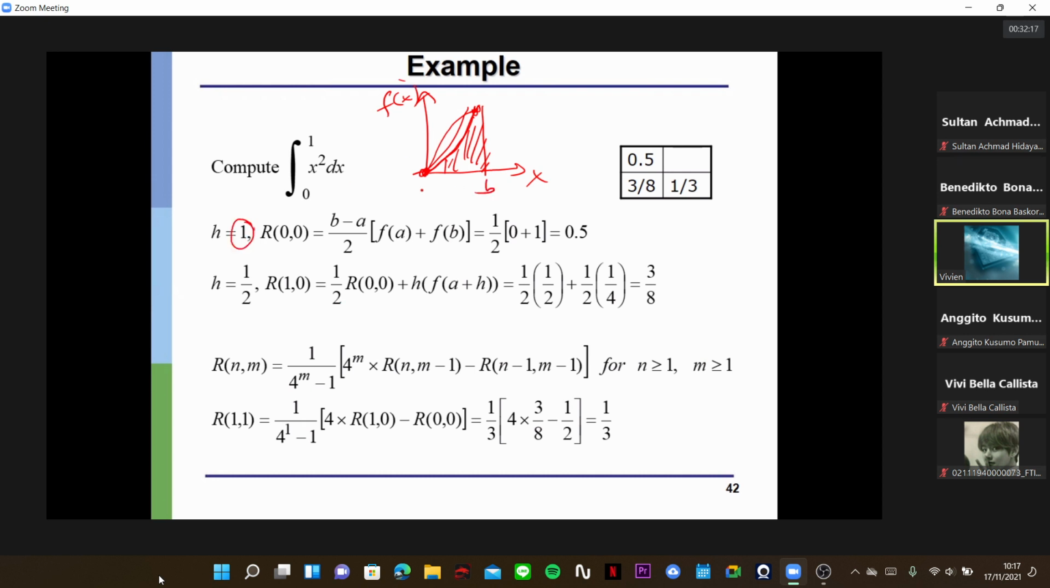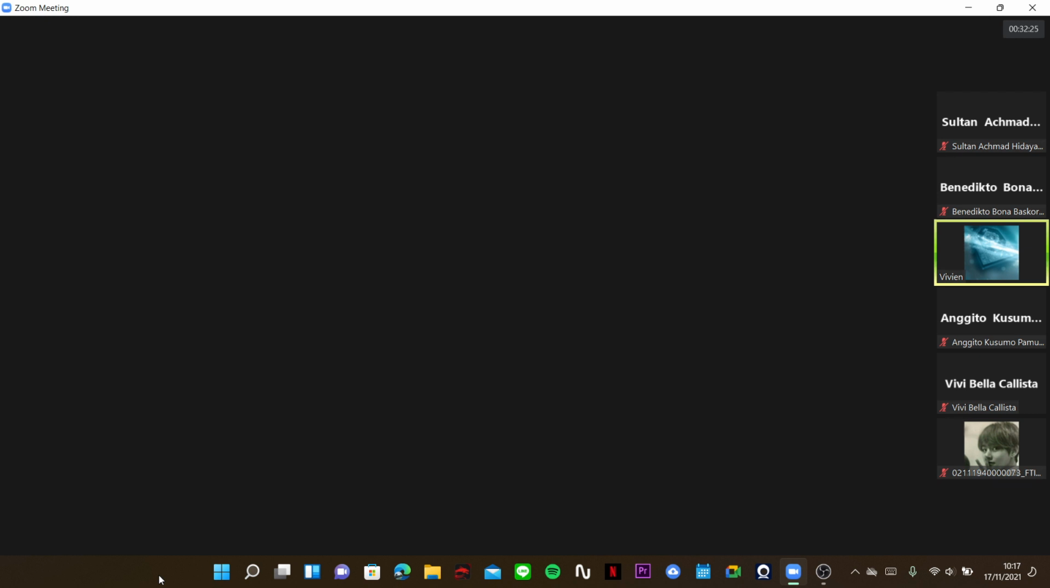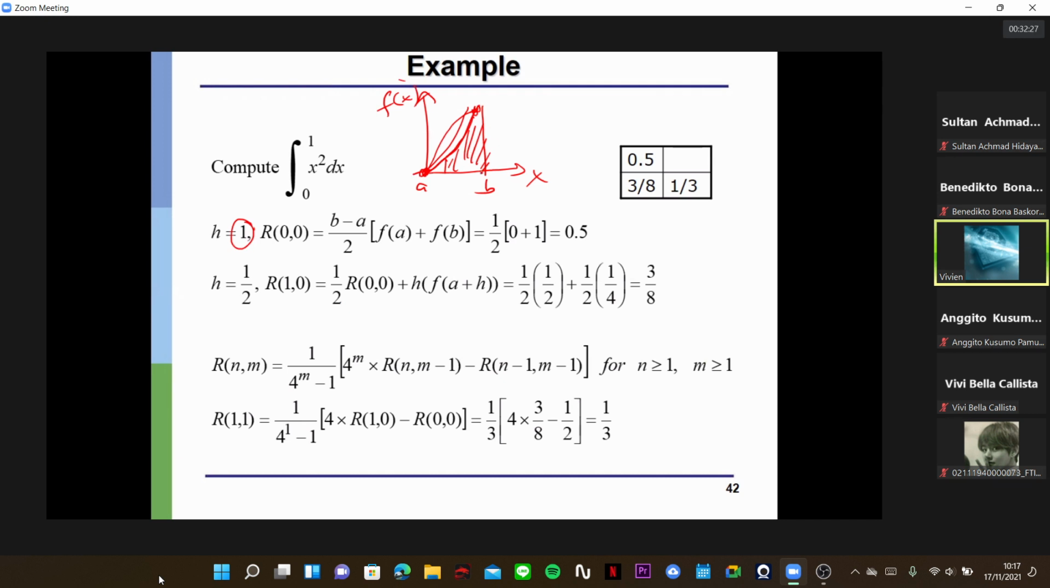So directly b minus a, so only 1, one segment. Then we do the calculation of the trapezium here, similar to a triangle in this curve. That will be half of 0 plus 1, so the result will be 0.5. And then we divide it into two segments. This is the first segment, I1, and this is the second segment, I2.